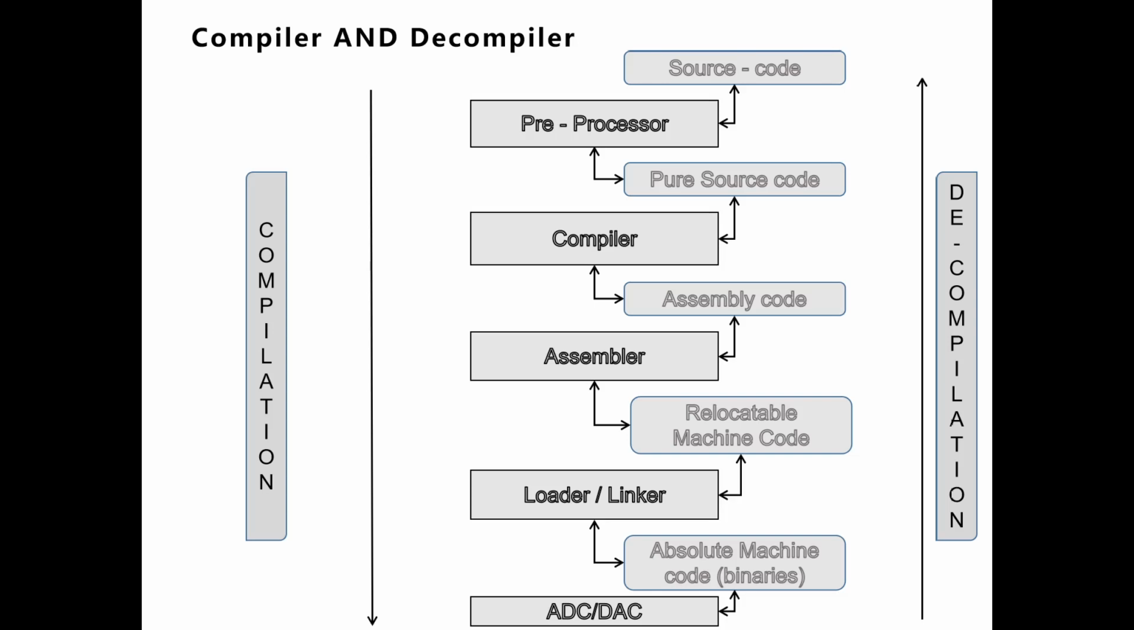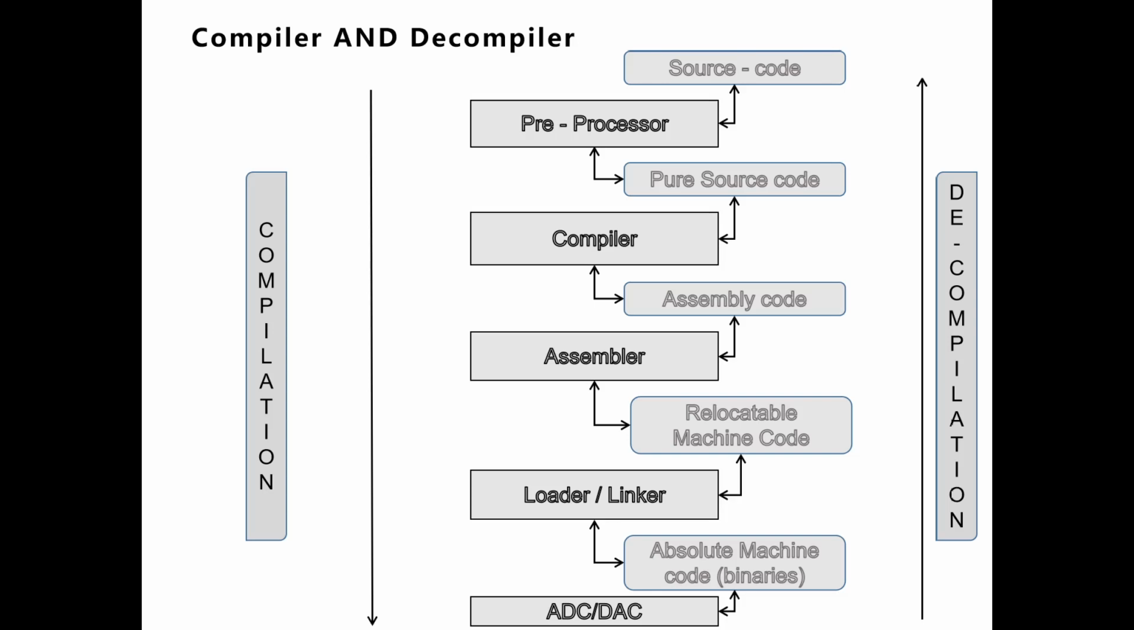There is another program known as the loader or linker, which does what? First of all, it converts that machine code into absolute machine code, that is binaries, and then it links to your converters, that is analog to digital and digital to analog. In the case of compilation, it will be digital to analog. Now those analog signals are provided to the specific hardware. So that's how the compilation process works.